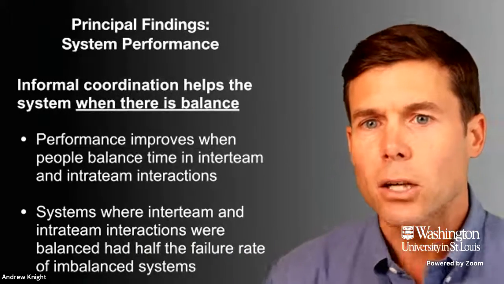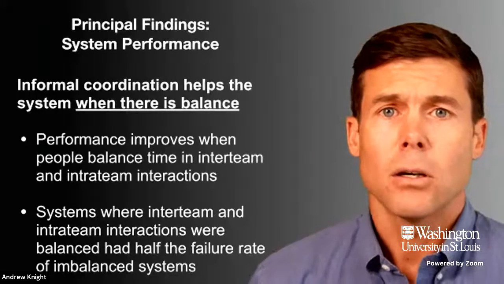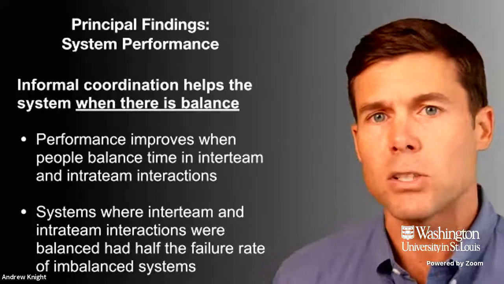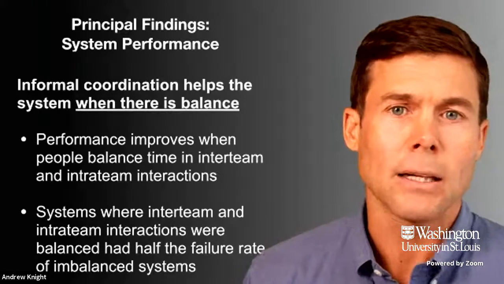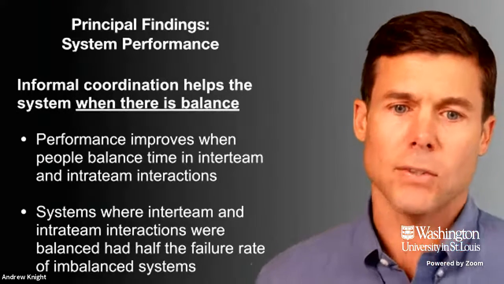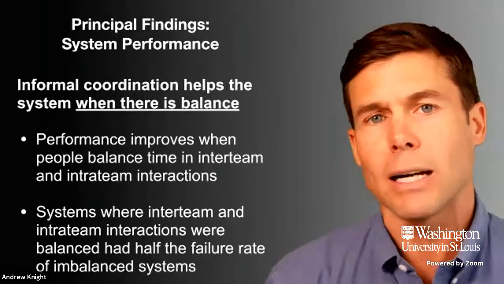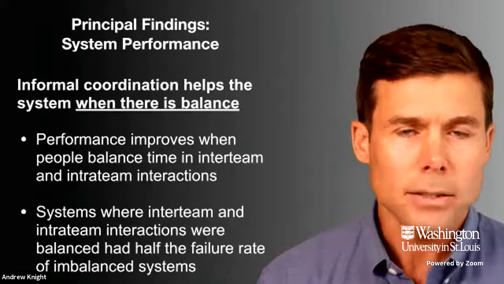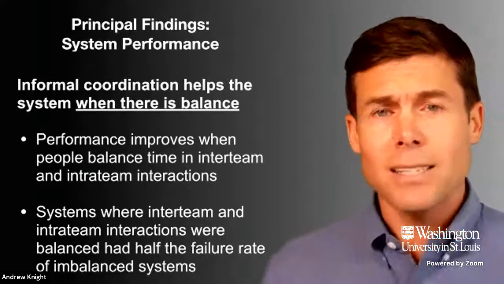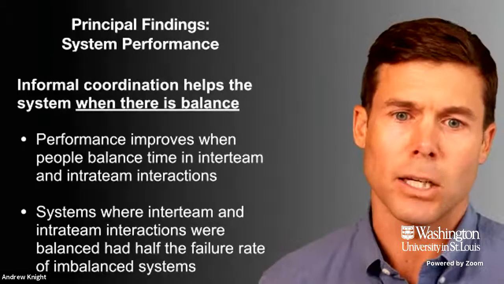What we observed here is that informal coordination can help a system if and only if there is balance, and specifically balance between efforts to coordinate within component teams and efforts to coordinate across component teams. Specifically, what we found is that systems where inter-team and intra-team coordination were highly imbalanced had twice the failure rate of teams that were balanced in these forms of interactions.